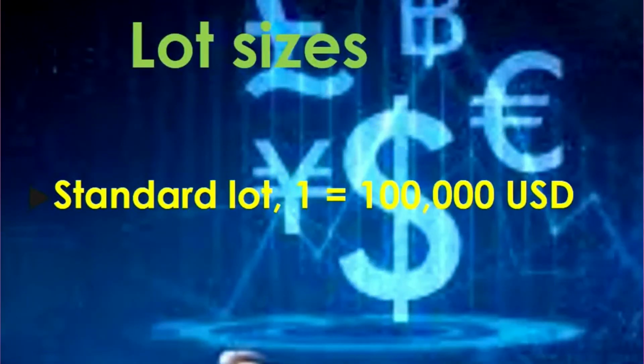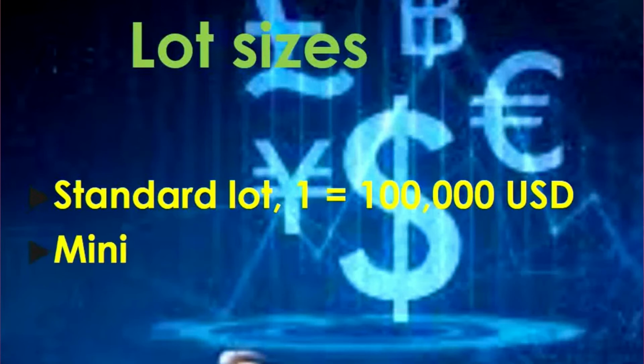Okay. A standard lot of, let's say, 1 is actually equivalent to $100,000. So if you're using a standard lot of 2, it's actually equivalent to $200,000. And a standard lot of 4 is actually equivalent to $400,000.